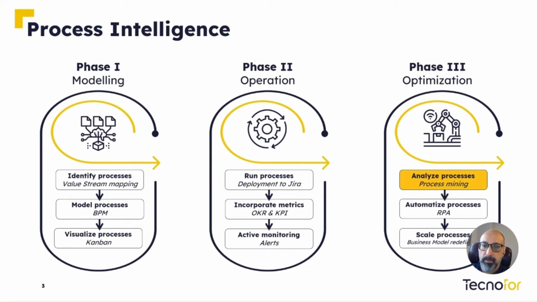The second phase will be operation, in which I'm going to deploy my processes in systems. In our case, we are going to do it in Jira because we are an Atlassian provider, an Atlassian partner. And once I have my system running, one of the things that I normally do is I want to check if things are properly running.